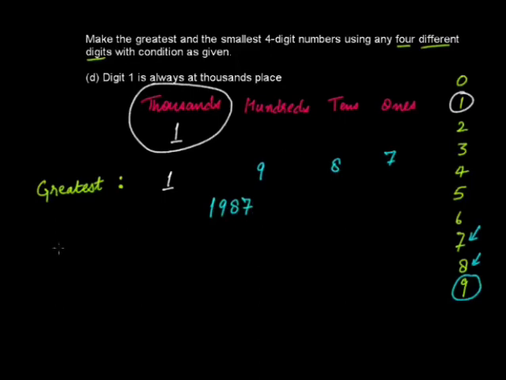Now let's see the smallest one. Again, 1 is fixed here, and 1 has been used. Now we can use 0. We got 0. Which is the next smallest? It is 2. And then comes the number 3. So 1023 is the smallest number. Hope the concept is clear now.